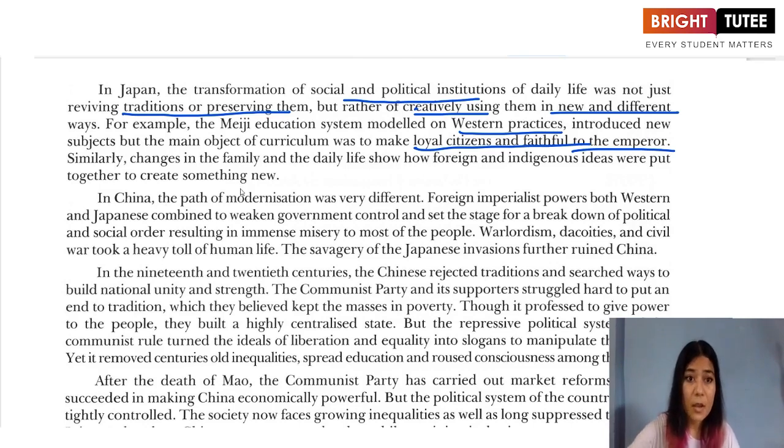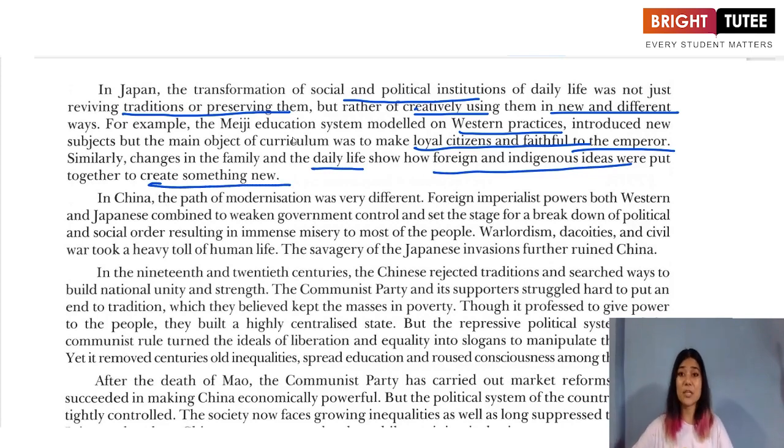Similarly, changes in the family and everyday life show how foreign and indigenous ideas were put together to create something new. So the foreign ideas were adopted in Japanese culture and society, but not to imitate how the foreigners use them, but to create a new way of bringing about change, of improving the life, culture and society of the Japanese nation.